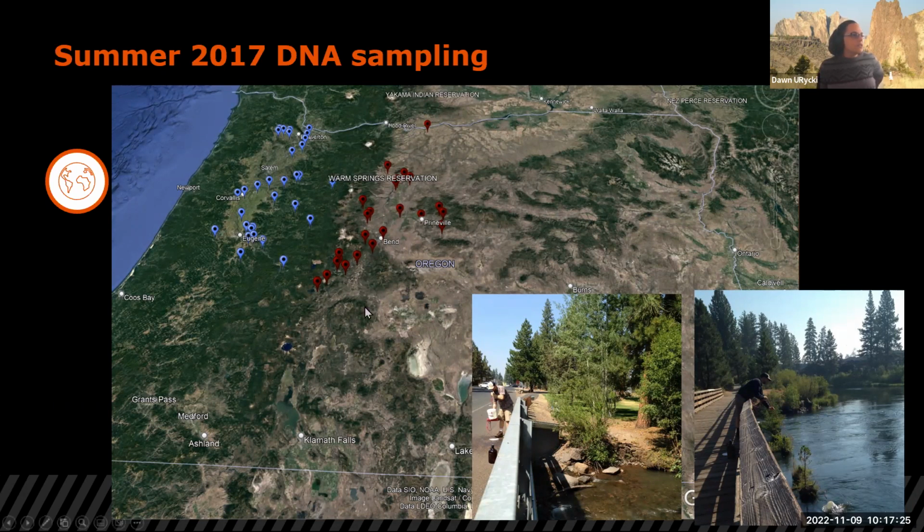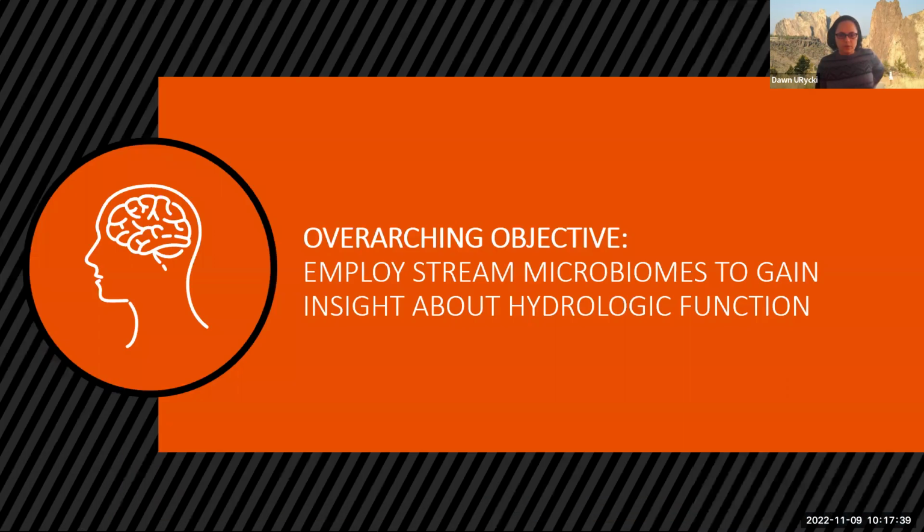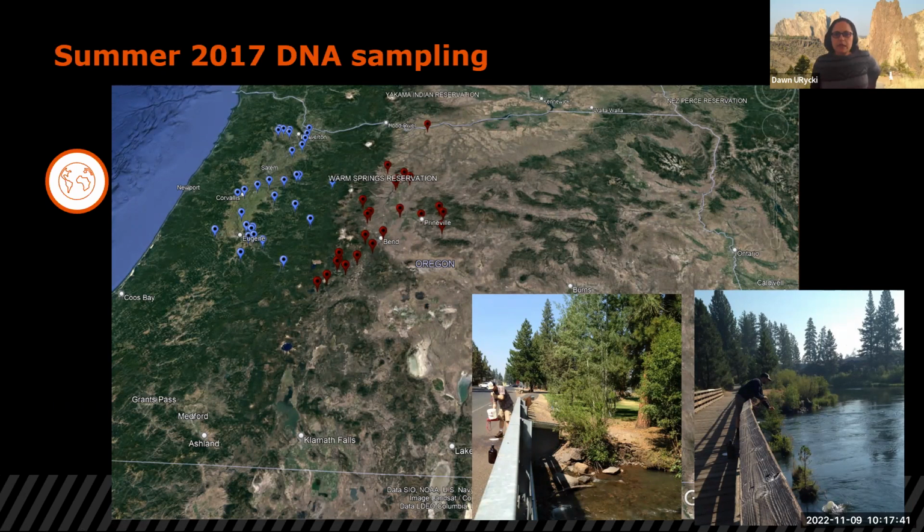So the first initial samples that we collected are along the Willamette and Deschutes basins here. You can see the Willamette on the west side and the Deschutes on the east side. They're separated by the Cascade Mountains. Oops, I'm using my roller and getting ahead of myself.